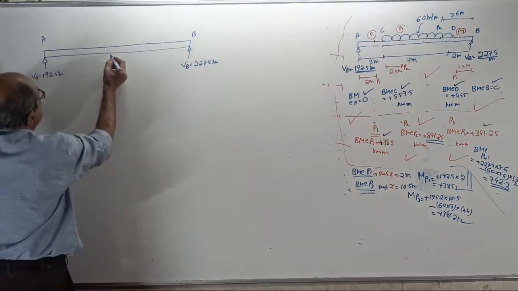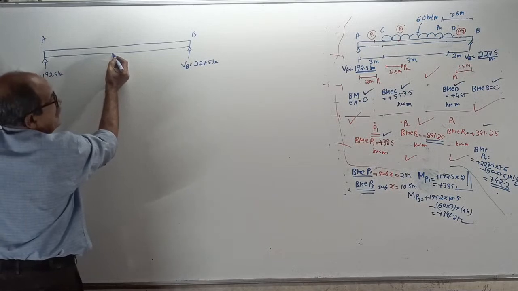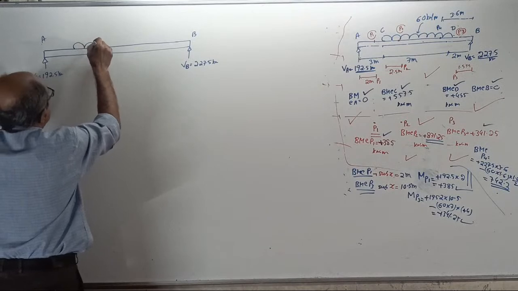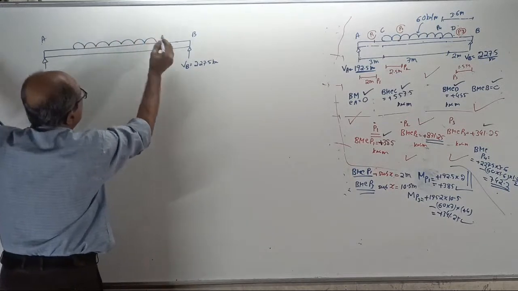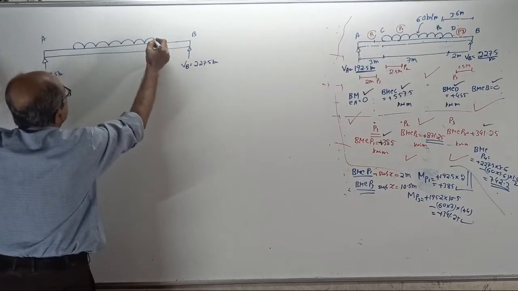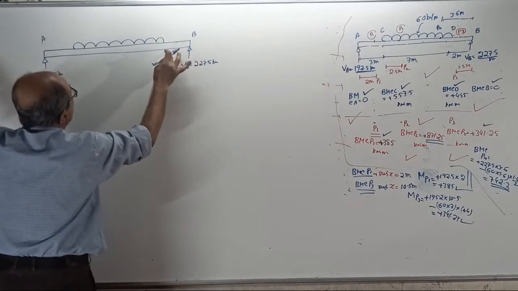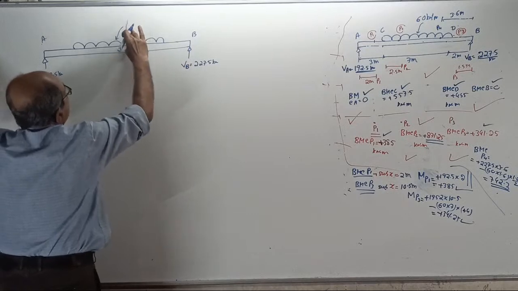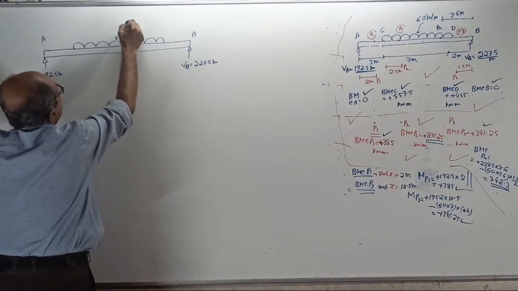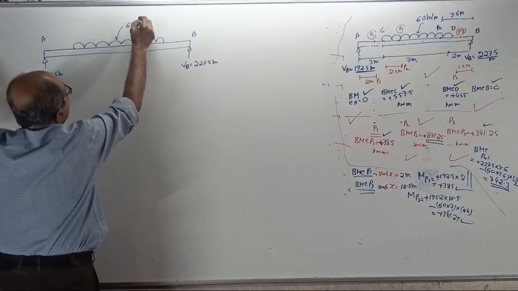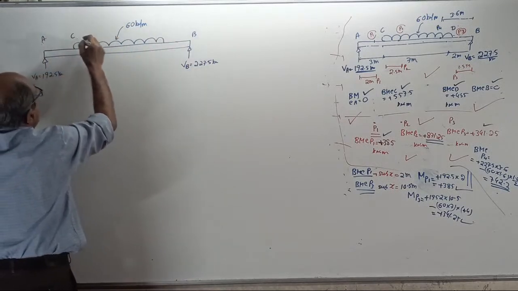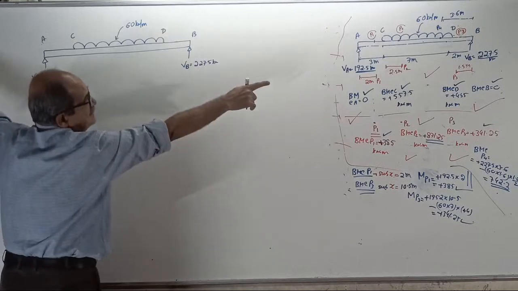See, after 6 meter, total span 12 meter, correct? 6 meter is 3 meter. After 3 meter gap, UDL runs for how much length? Another 7 meter. Okay. So there's a gap of 2 meter here. UDL is 60 kilonewton per meter, from the previous question. A and B are standard points. One more point C, one more point D. That I have not removed, it's still there.